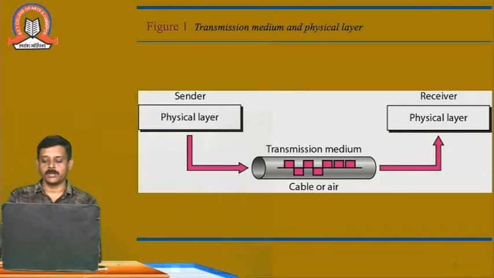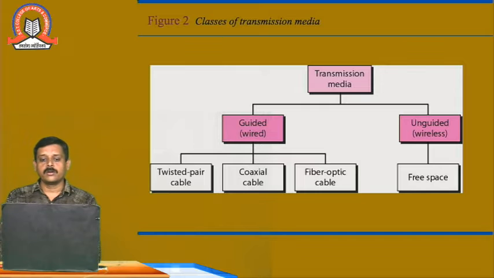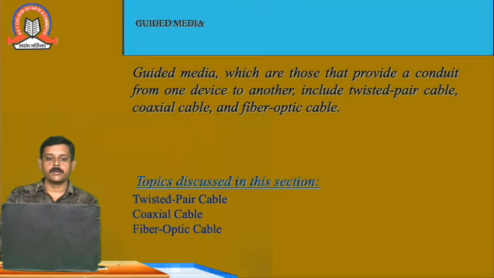Now, there are two basic types of transmission medium, that is guided and unguided. In the guided form, it might be a twisted pair cable, coaxial cable or a fiber optic cable. In short, guided media is a wired transmission medium, and in unguided medium we are using free space, or we can also say this is a wireless transmission media.